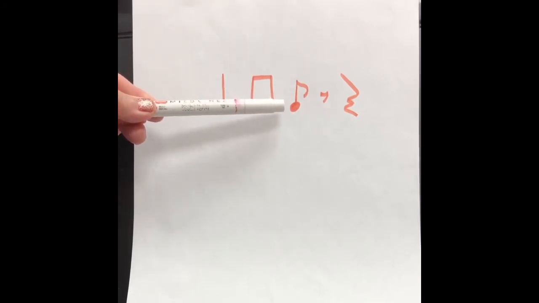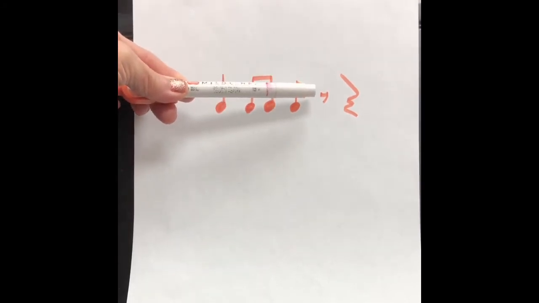This is an eighth note. The value is half. This is an eighth rest. The value is the same as an eighth note, so half. This is a quarter rest. The value is the same as a quarter note, so you count it as 1.